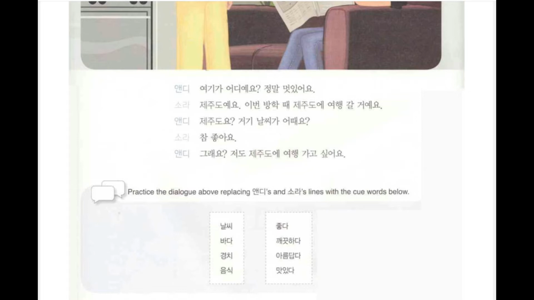제주도요? 거기 날씨가 어때요? 참 좋아요. 그래요? 저도 제주도에 여행 가고 싶어요.